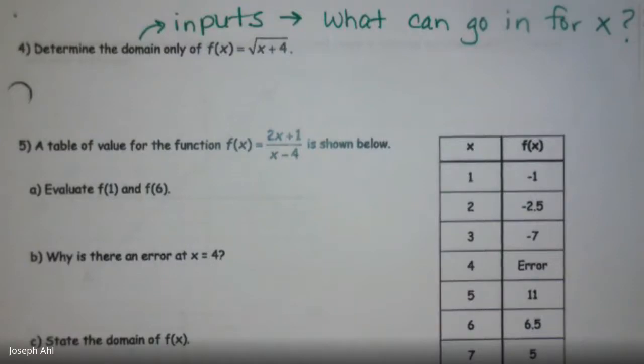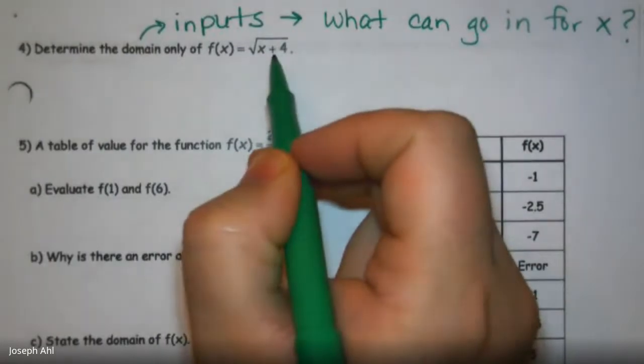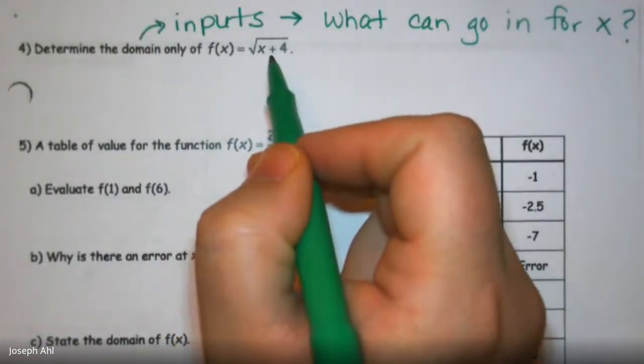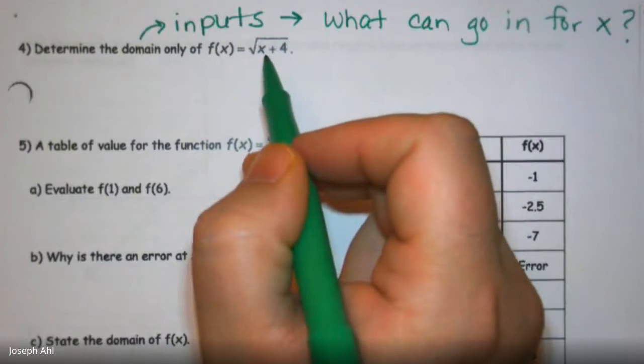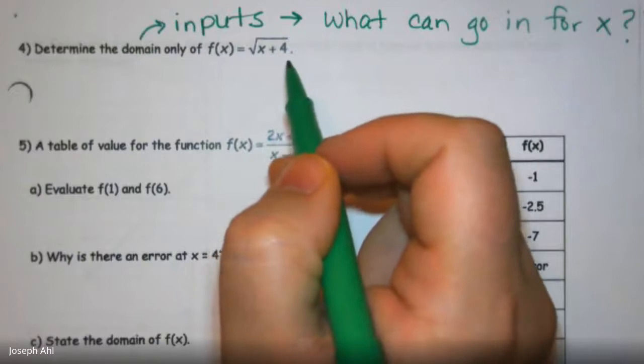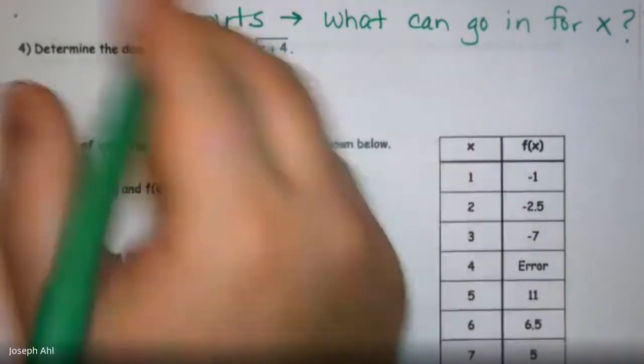Well, for this specific function, f of x, we can't plug in whatever we want. For example, I'm not allowed to plug in -10 for x. Why not? Because -10 plus 4 is -6, and the square root of -6 does not exist. We can't take the square root of negative numbers. So this will not have a domain of all real numbers. So what's the best way to determine the domain for something like this? And this will come up in future lessons too.